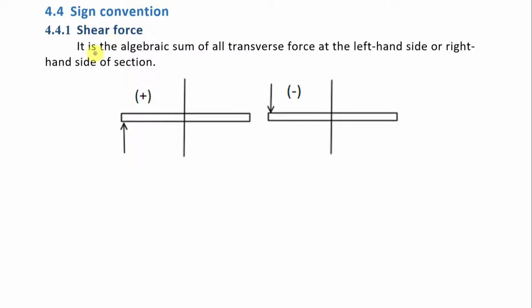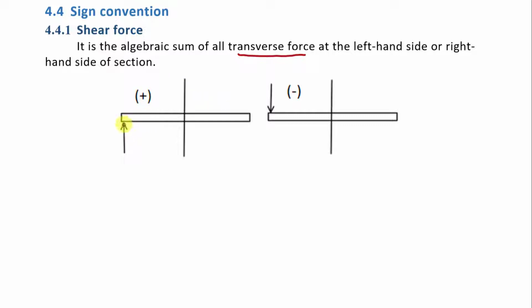What is shear force? It is the algebraic sum of all transverse forces at the left hand side or right hand side of a section. Now if you remember, a transverse force is the force applied in the transverse direction, meaning the direction perpendicular to the longitudinal direction of the body. So here you can see we have this beam and we draw a vertical line here. At this section we want to find the value of shear force. For that we will take the algebraic sum of all the transverse forces, either on the left side of this section or the right side of this section.